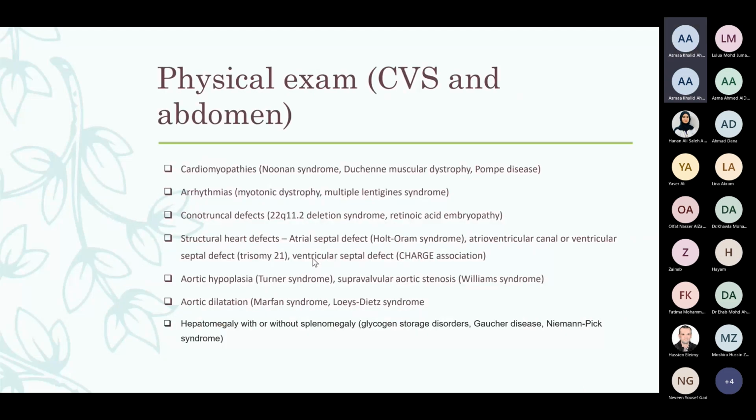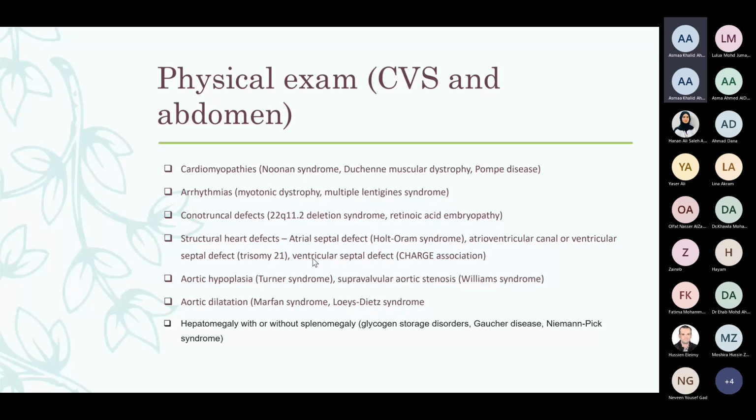Now the rest of the physical, you will check the cardiovascular and abdomen. Now you will see if there is a cardiomyopathy associated, and this is more something you will see with the echo, with further screening. Sometimes arrhythmia happens with somebody with myotonic dystrophy. Conotruncal defects like something of DiGeorge syndrome. Structural heart disease, you can actually mention most of the patients with major syndromes have cardiac involvement as a part of it.